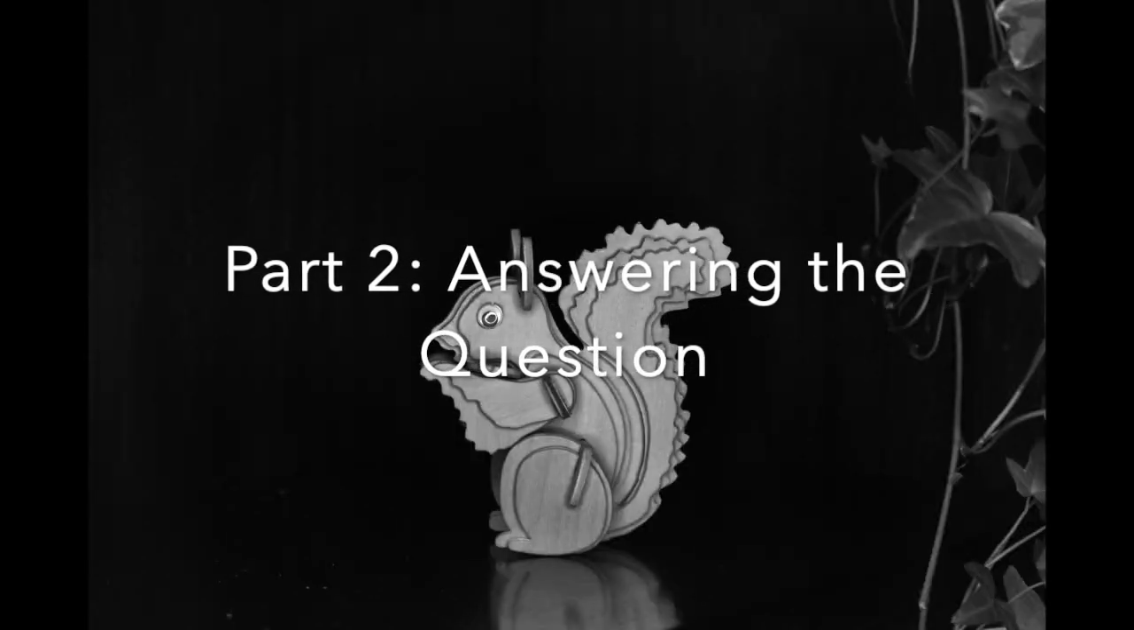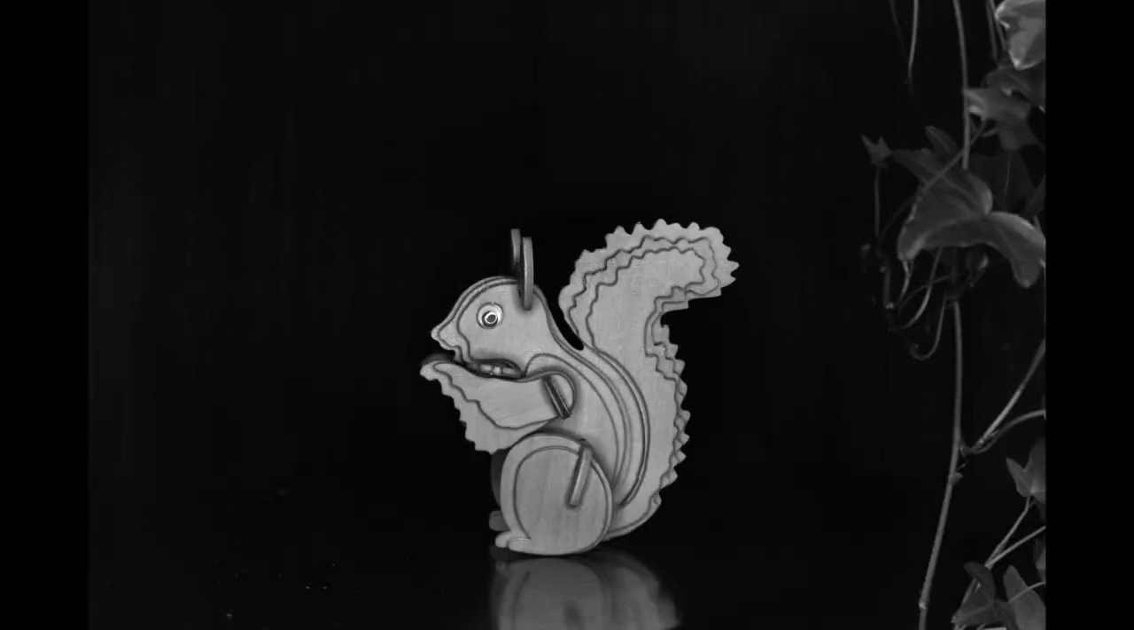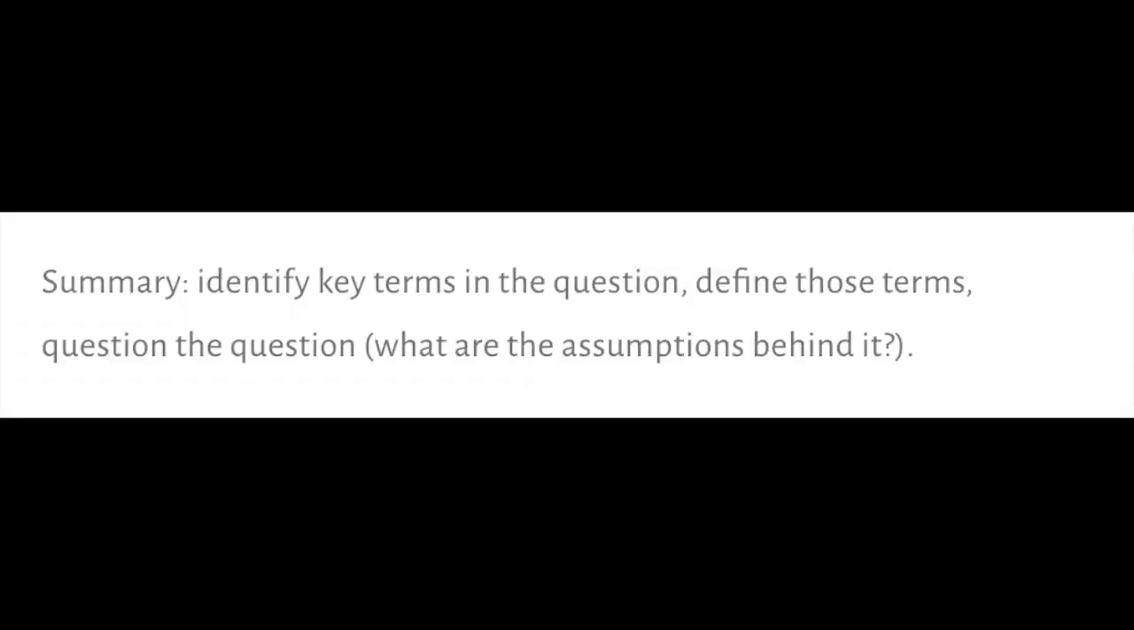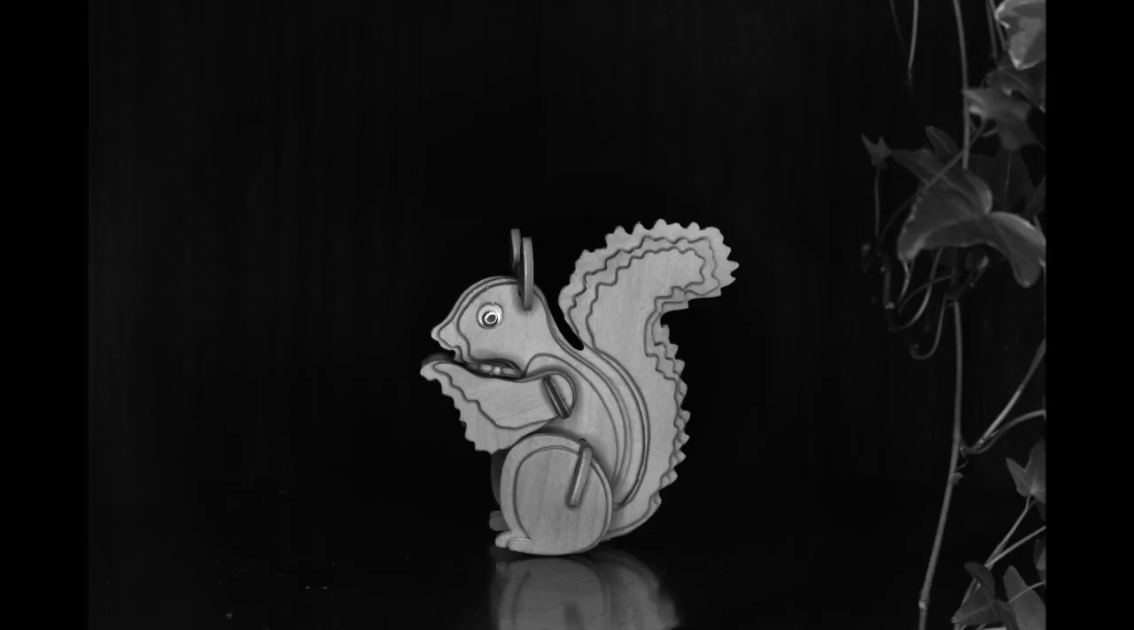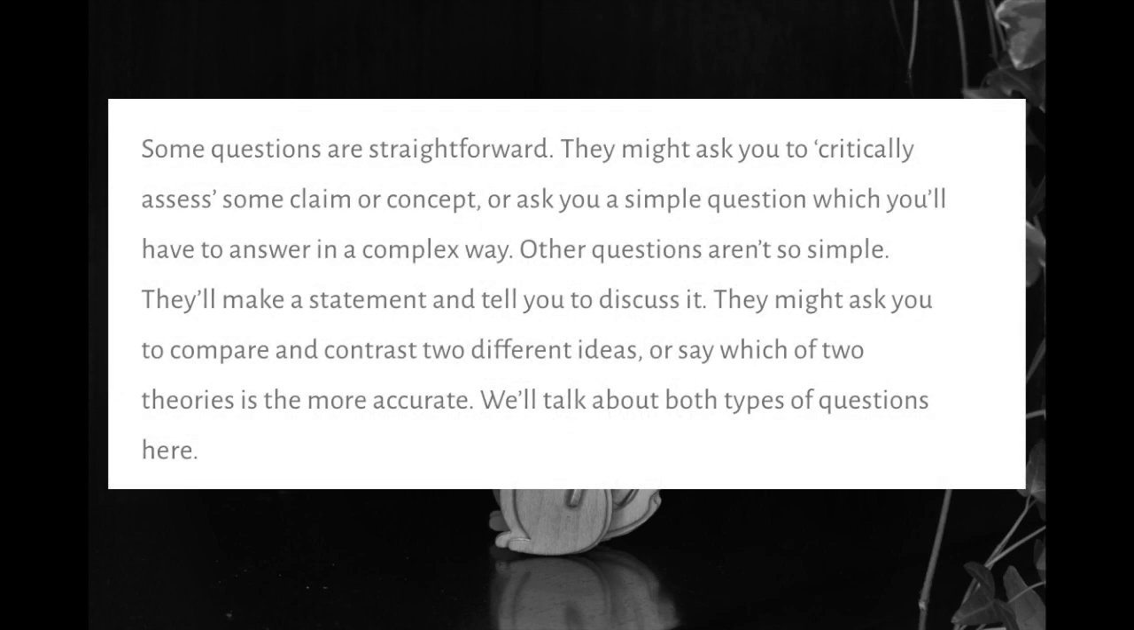Part 2. Answering the question. In summary, identify key terms in the question, define those terms, and question the question. That is, what are the underlying assumptions behind it? Some questions are straightforward. They might ask you to critically assess some claim or concept, or ask you a simple question which you'll have to answer in a complex way.